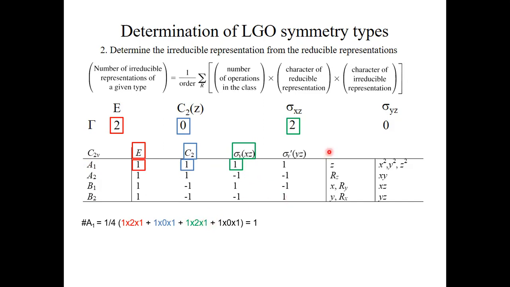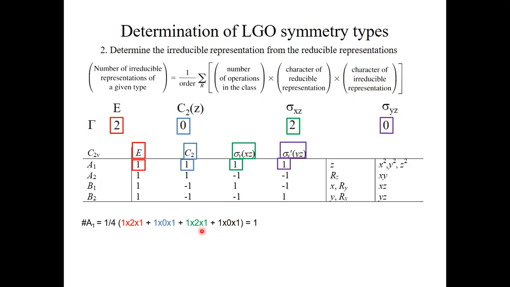So last but not least, we have sigma yz to consider also. So what is the number of operations in the class? We have only one sigma v prime operation to consider. So what is the character of the reducible representation? Well, this is this one here. And what is the character of the irreducible representation? Well, this is this one here. Okay. So it's 1 times 0 times 1.